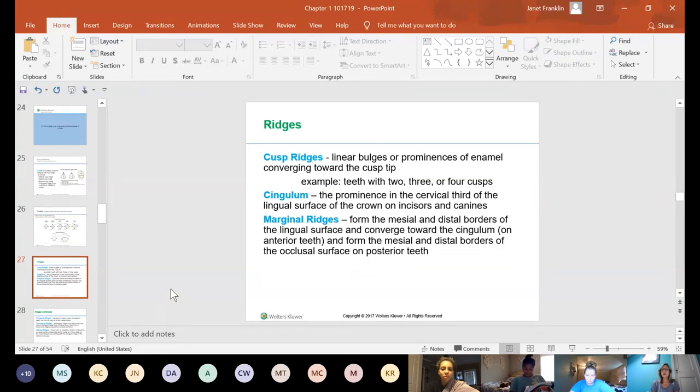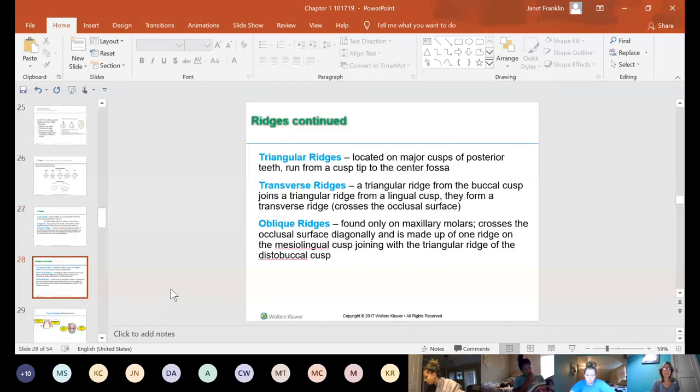And then you have something called marginal ridges. They form the mesial and distal borders of the lingual surface and converge toward the cingulum on anterior teeth. And they form the mesial and distal borders of the occlusal surface on posterior teeth. So that's a lot of words. I'll show you that one later on a model, what it would look like. And actually, we'll probably look at these when we have our little meetings on Mondays and Wednesdays, too.